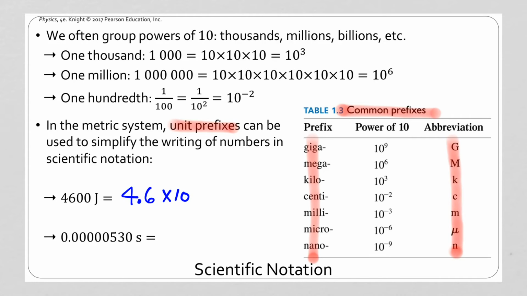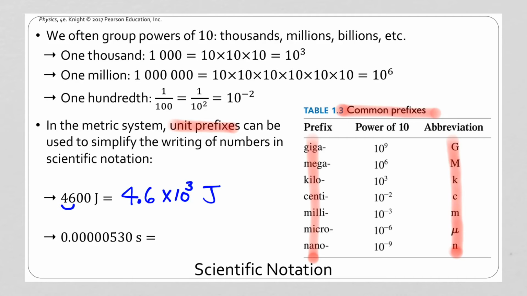So here we have 4,600 joules. These are our significant figures, and I have 4.6 times 10 to the 3 joules. That is correct. This is mathematically a very simple way to express this, but 4.6 times 10 to the 3 joules doesn't exactly roll off the tongue. It's a little bit of a tongue twister.